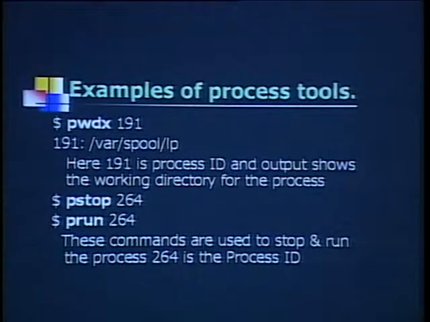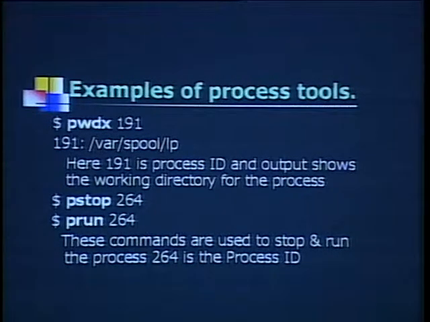Our first example is to display the current working directory of process ID 191. This will display the working directory of process ID 191. You can stop any process by giving the process ID of that process. The second command, that is pstop followed by 264, that is a process ID number. You can stop this process.